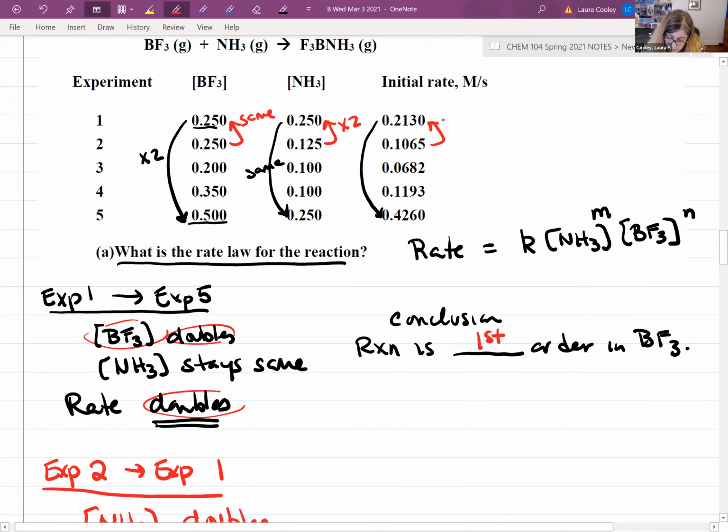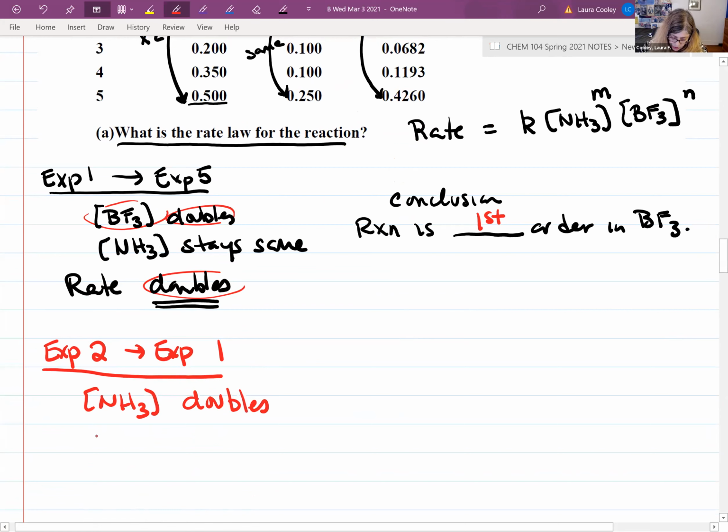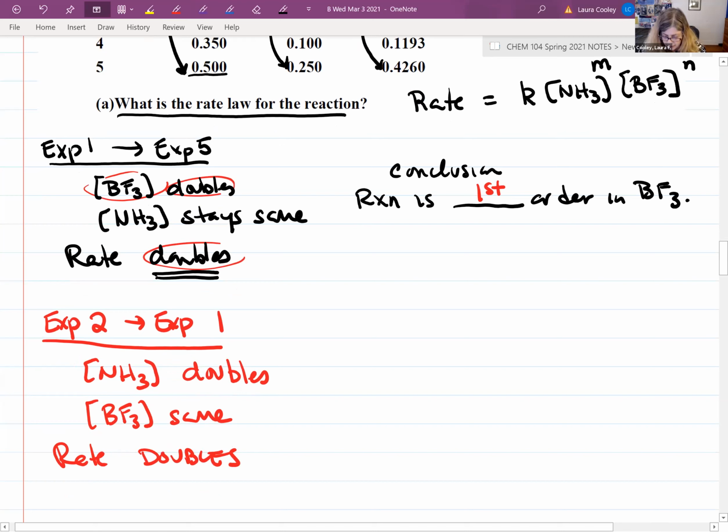And what happens here to the rate? It doubles. All right, times 2. So we doubled the NH3. The BF3 is the same. And the rate doubles. This is actually very common. The conclusion is that the reaction is first order in NH3 as well.